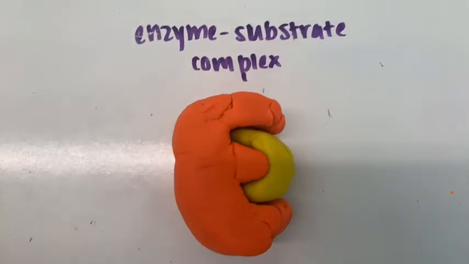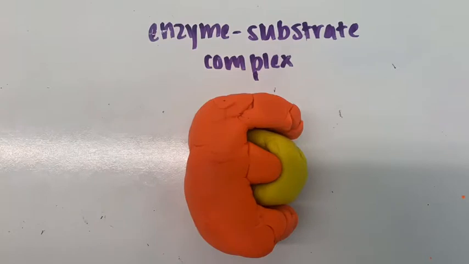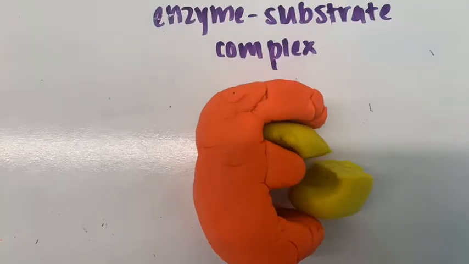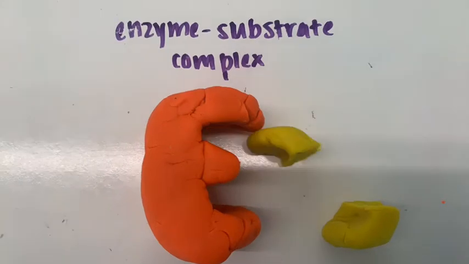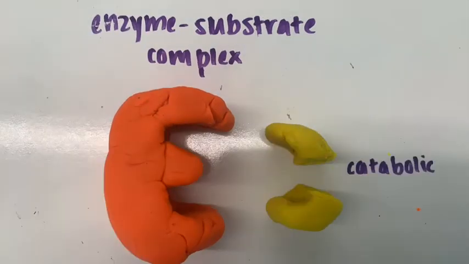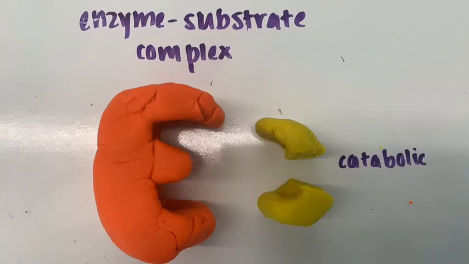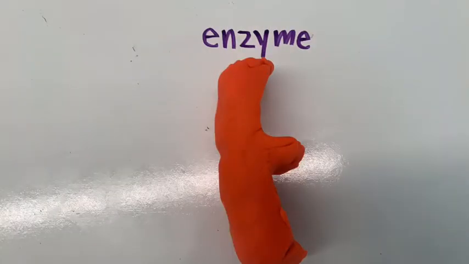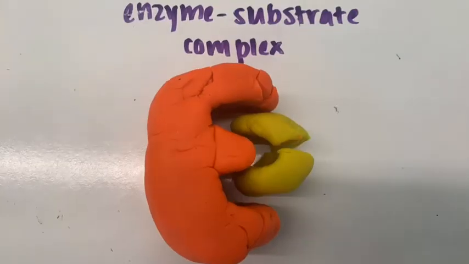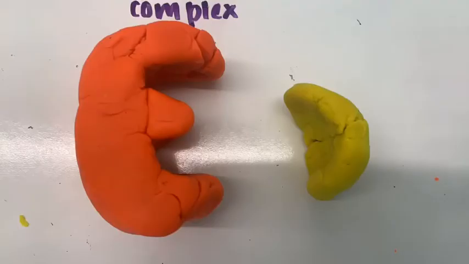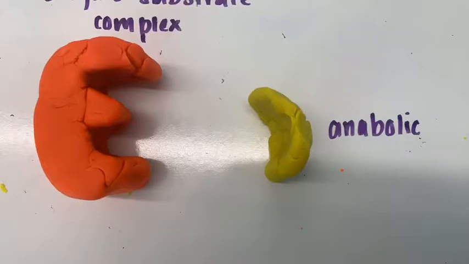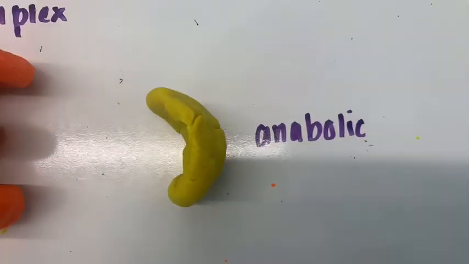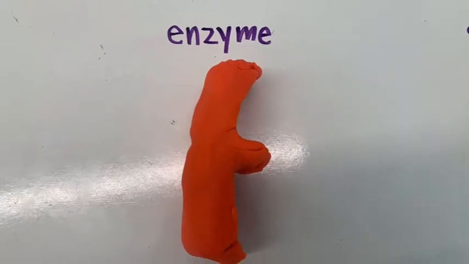Let's talk about products. After the substrate is held with the weak hydrogen bonds, the enzyme converts the substrate into products, and the products are released into the reaction. This is called a catabolic reaction because the one substrate was broken down into two products. And then we see the enzyme opening up to receive new substrates because the active site is flexible. The opposite happens in an anabolic reaction, where two substrates are built up to form one new product. And again, the enzyme opens up for its active site to receive new substrates.